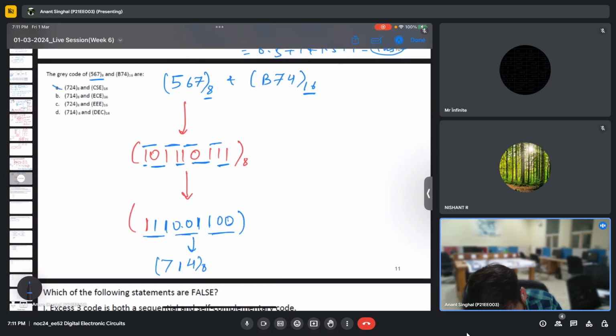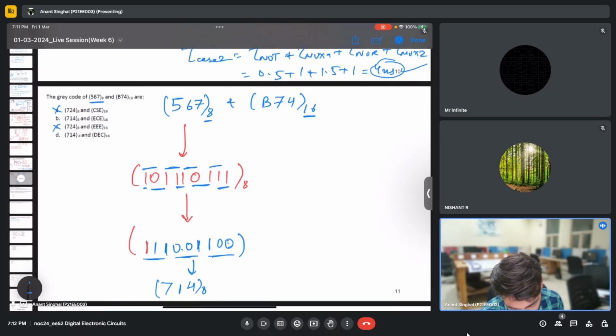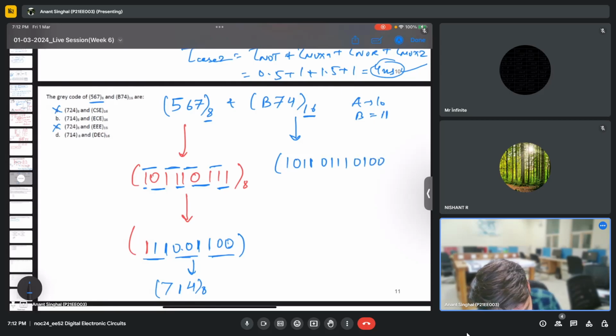So A and C are eliminated because it is 714. Similarly, we'll calculate because there are still two options. A is 10, as you already know. B is 11, so we need to make the groups of 4 now. 11 is 1 0 1 1, that is 8 plus 2 plus 1. 7 is 0 1 1 1, and 4 is 0 1 0 0.